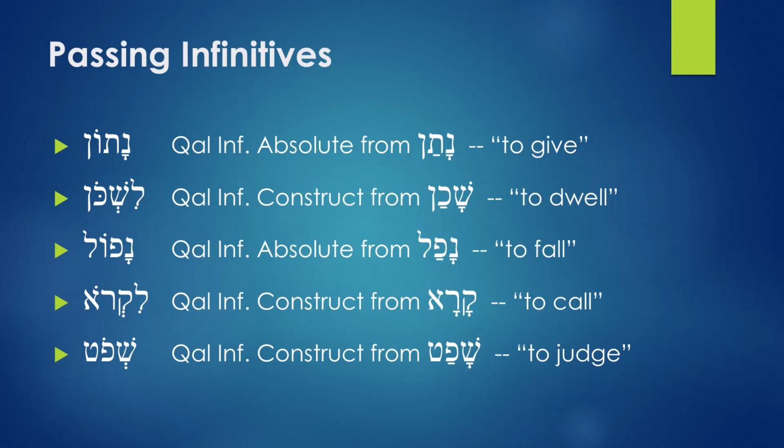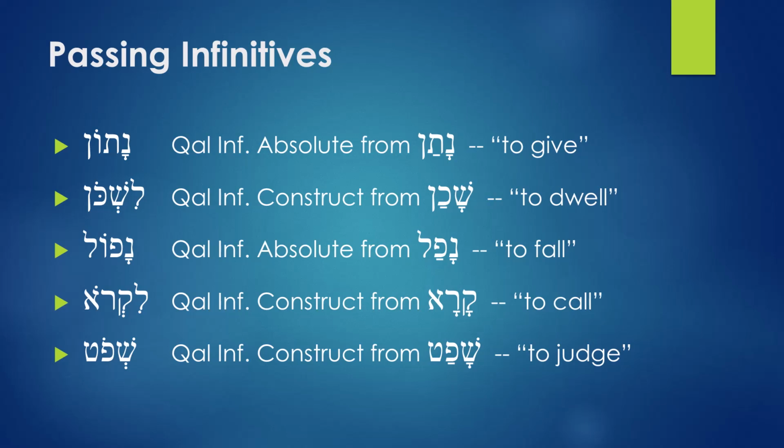Let's look at the examples. The first example we have is natoa. Now natoa, look at how it's spelled. It has a kametz and a holem vav. Kametz and holem vav. That is a sign of infinitive absolute. So you're going to have infinitive absolute from the word natan. And natoa, the infinitive, means to give.